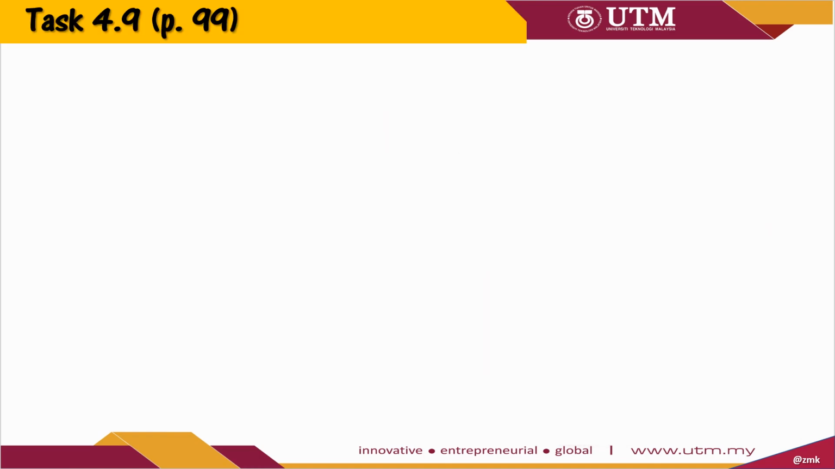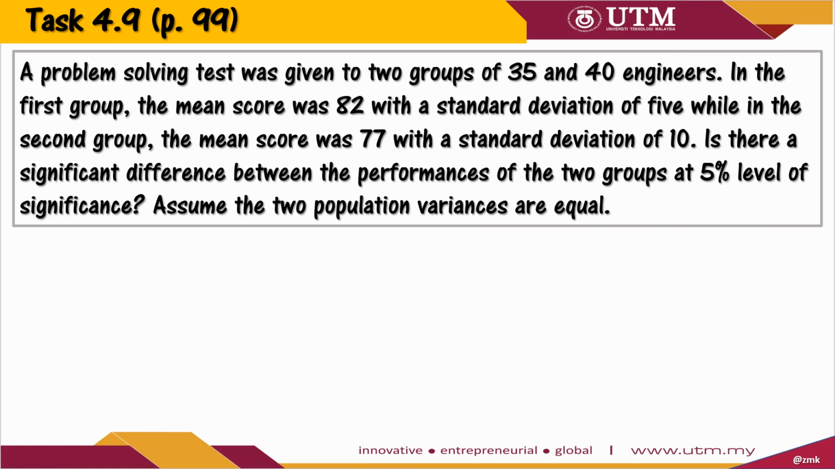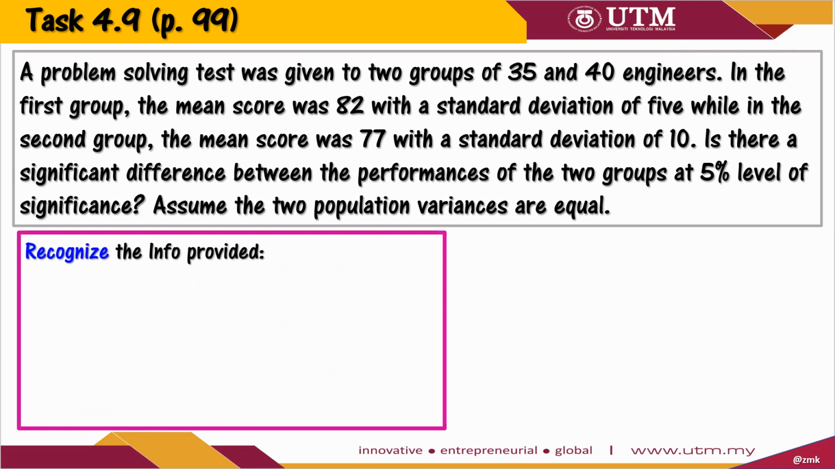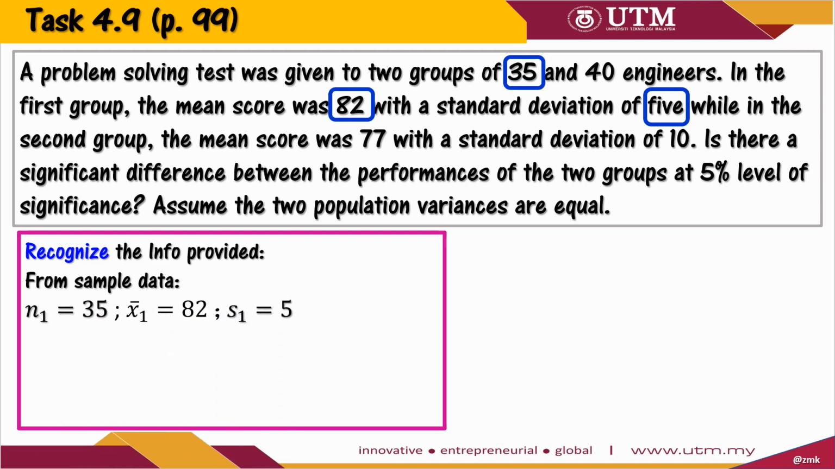Please refer to test 4.9 in page 99 from Statistics for Engineers textbook. Having a question like this, again, we need to recognize the information given in the question and write this information using correct notations. What do we have? From the sample data of two groups of engineers, we have information from group 1, such as the sample size 35, the mean score 82, and the standard deviation 5. So we can write down this information like this. N1 is 35, X bar 1 is 82, and S1 is 5.